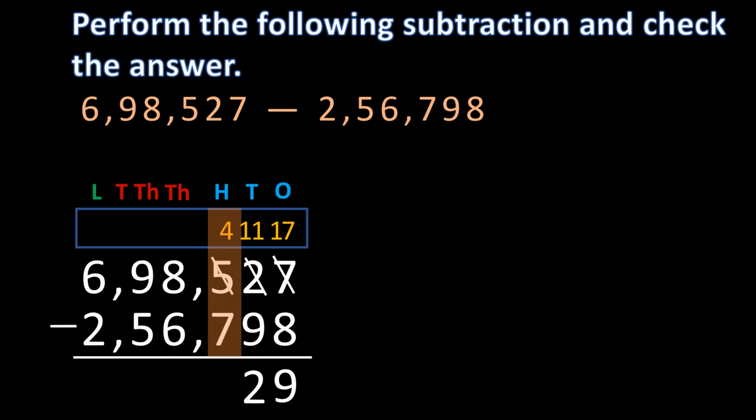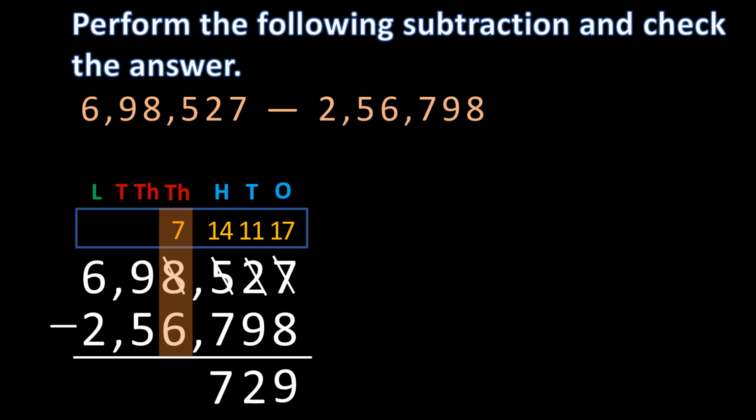Then subtract the digit at hundreds place. 4 minus 7 is not possible. So borrow 1 from thousands place. Cut 8 and write 7 because we borrow 1 from it. Then write 1 in the hundreds place. It becomes 14. Now subtract 14 minus 7, we get 7. So write down 7 in hundreds place.